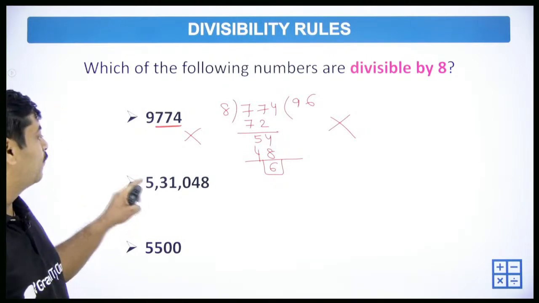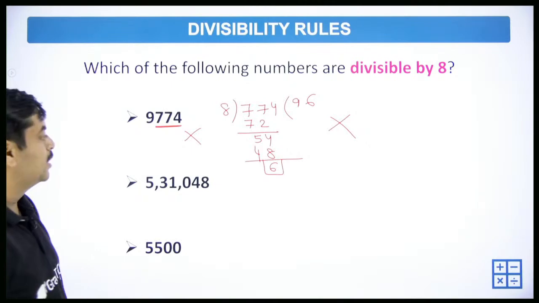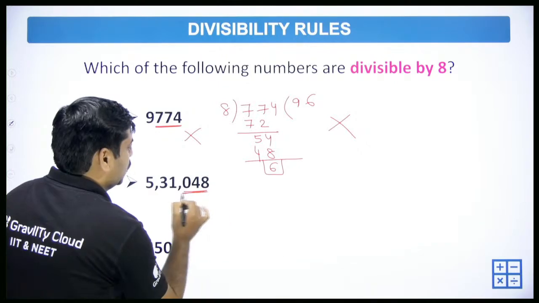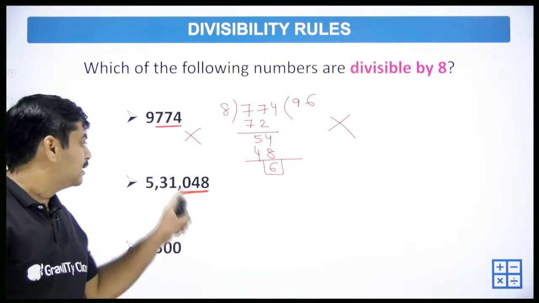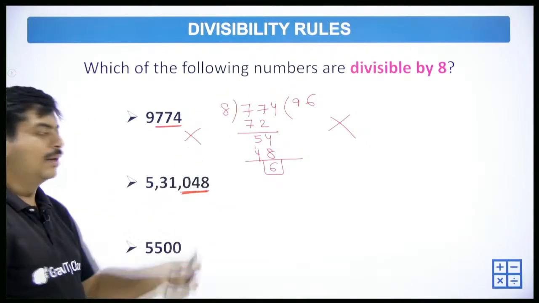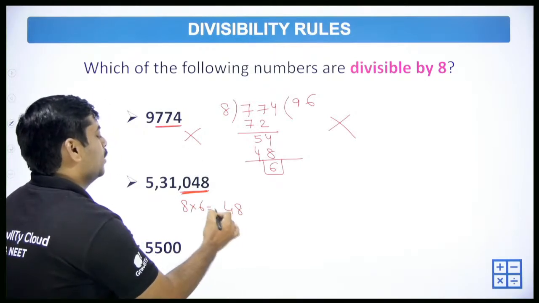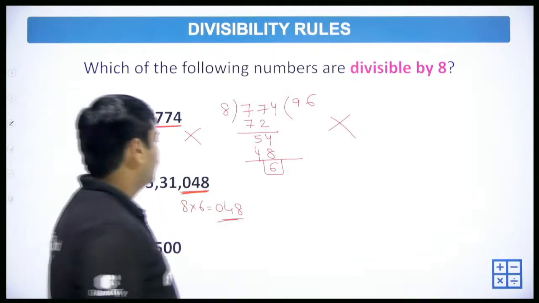Okay. What about this one? 531048. Carefully see here. The last 3 digits 048. Is it divisible by 8? Yes. The 0 is nothing, we are left with only 48. 8 6s are 48. You know that, right? You can write it as 048. Both are same.